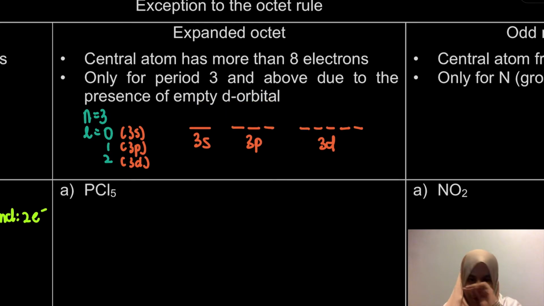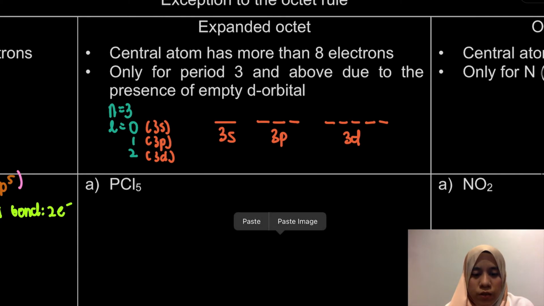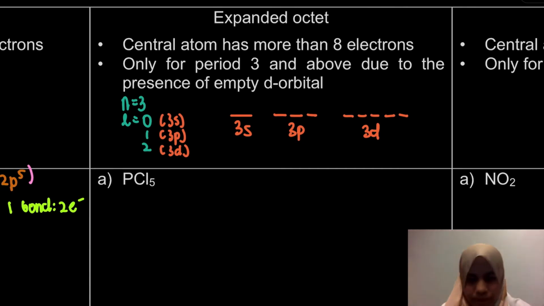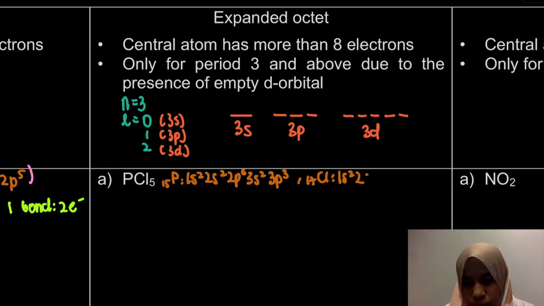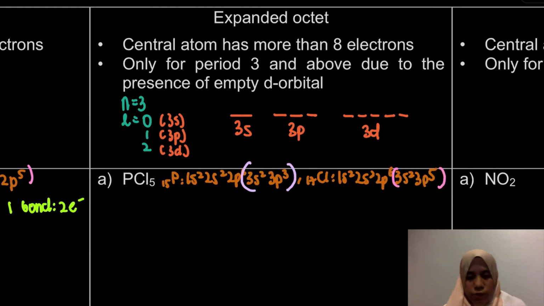So, it's actually for period 3 and above. So, make sure dalam kes ni memang your valence shell tu mesti n equal to 3. Kalau n equal to 2 tu tiba-tiba dia lebih ke, cannot lah. So contohnya for our electronic configuration, so let's calculate the valence electron.